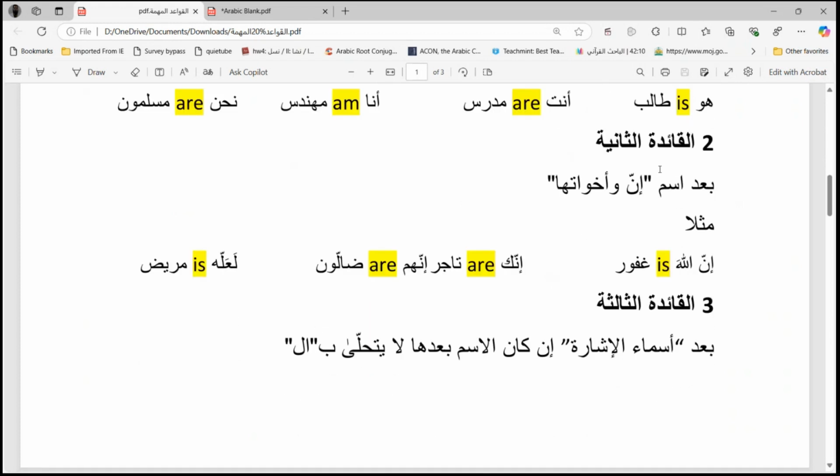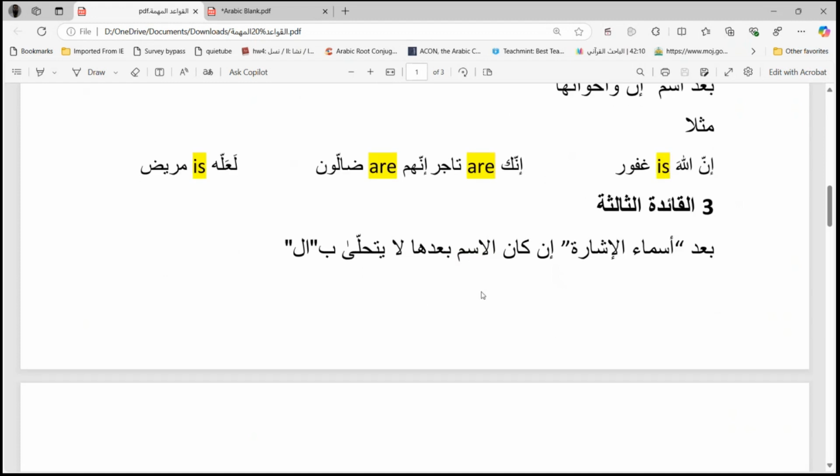Second qaida, inna wa akhwatuha. After the ism of inna wa akhwatuha, as in this case, inna allaha is ghafurun. Inna ka are tajirun. Indeed, you are a trader. Innahum are dallun. Indeed, they are misguided ones. La'allahu is maridun. Perhaps he is sick. See, this zamir is the ism of la'allah, so immediately after it you put an is. La'allahu, perhaps he is sick.